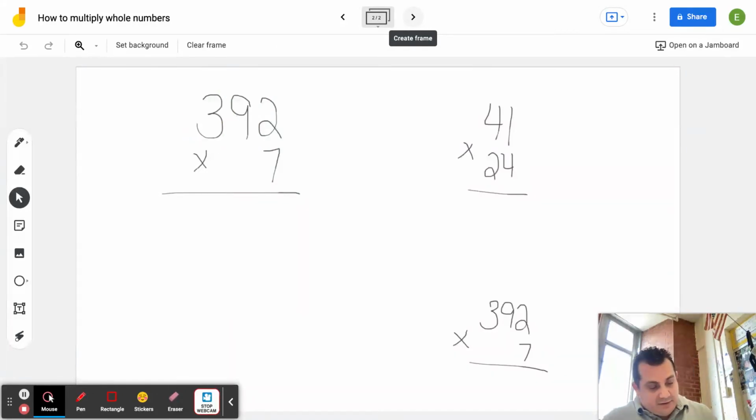So 7 times 2 ones is 14 ones. Carry the 10 and the 4 ones. Now we go 7 times 9 tens. 7 times 9 is 63 tens. Add one more 10 is 64 tens. So 6, 4. I put the 4 down in my tens place, and that 6 in 64 tens, we're going to put over in our hundreds place.